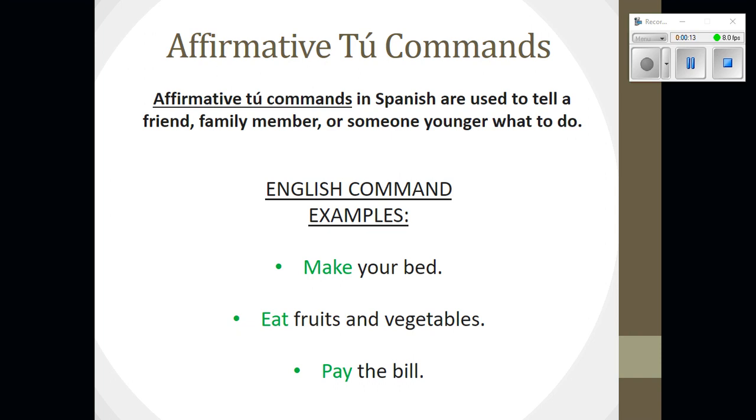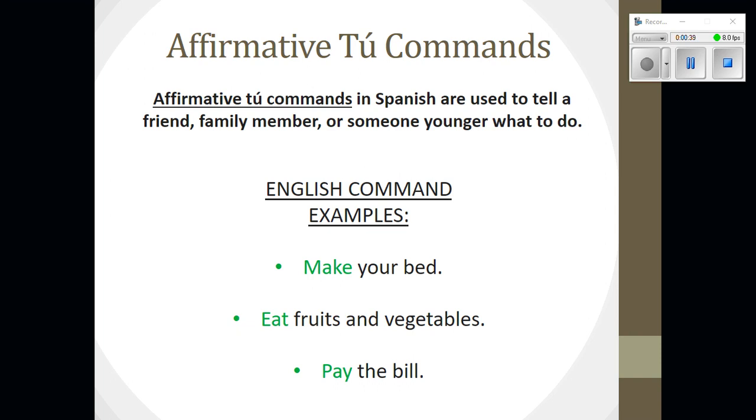All right, Affirmative Tú commands in Spanish are used to tell a friend, family member, or someone younger what to do. So you learned early in the year the difference between tú and usted. Tú is you when you're using it to talk to a friend, family member, someone younger. Okay, so we're going to use a tú command to tell someone what to do. Okay, so if it's a friend you want to tell them something to do or a family member, you need to use a command. Okay, so look at our English examples.